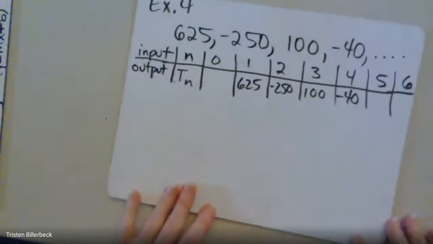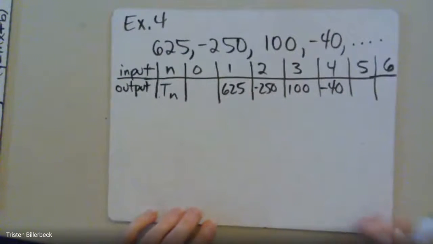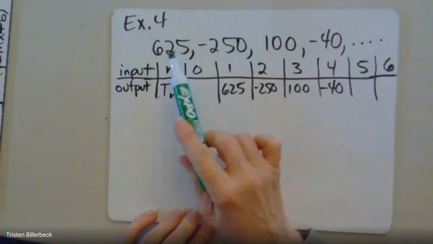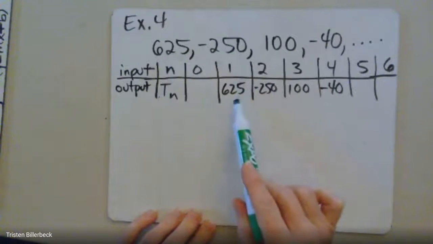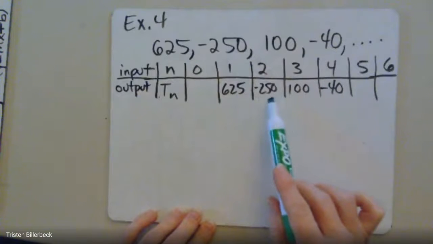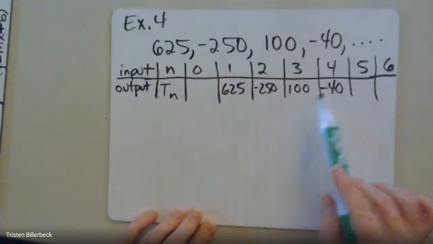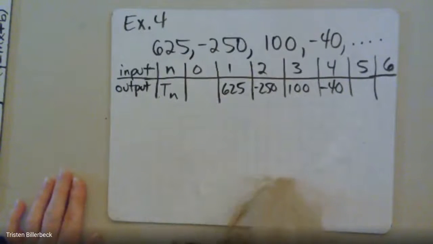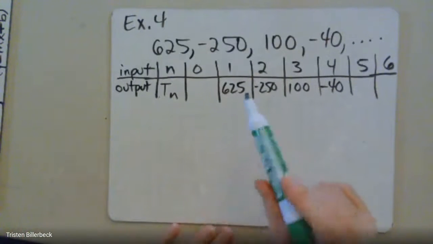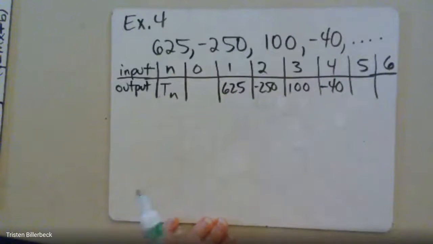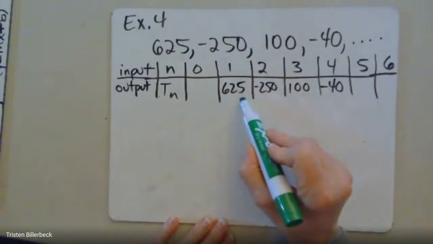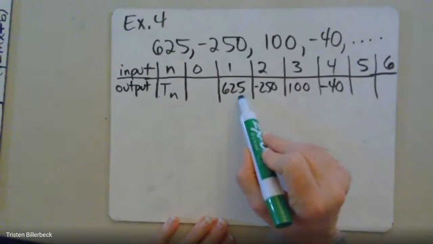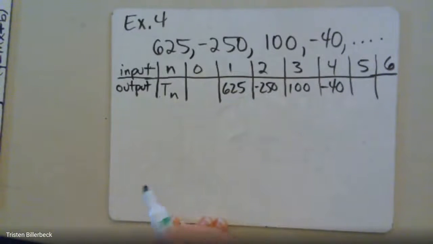Okay, so let's look at this. We have 625 is our first term, 250 is our second term, 100 is the next term, negative 40 is the next term. We have the signs changing. Can you believe it? So we need to figure out something because that's pretty crazy. So what do you think possibly could be multiplying by these numbers to make it change every time?